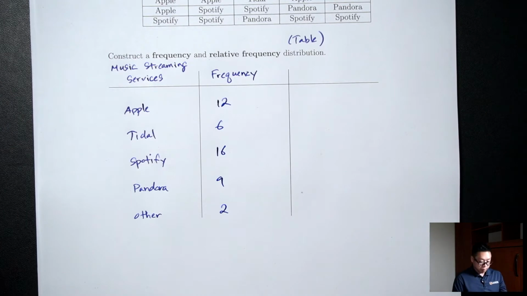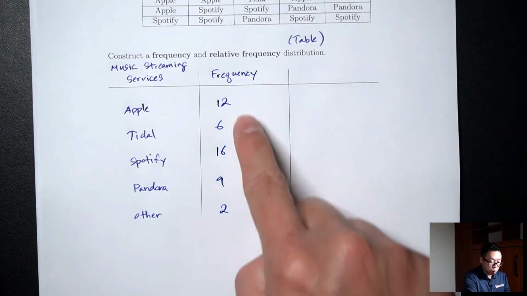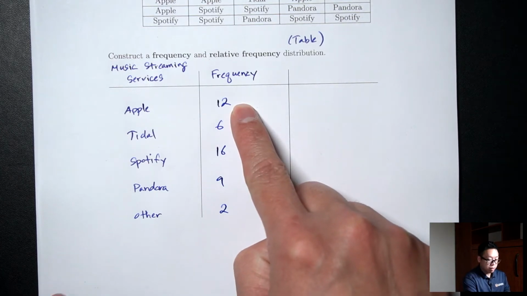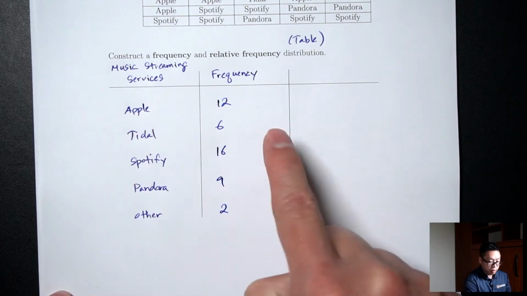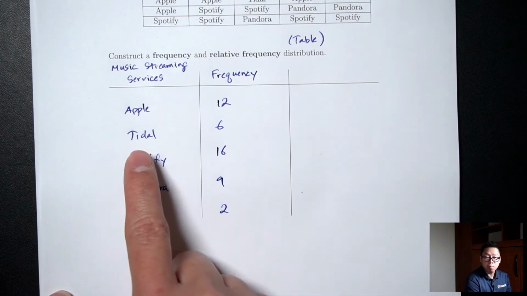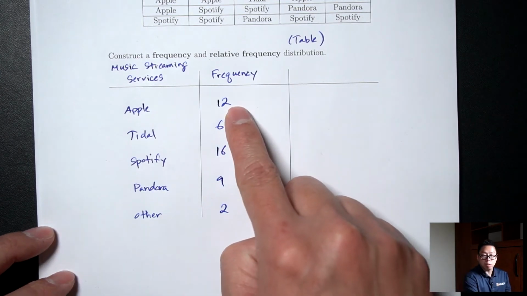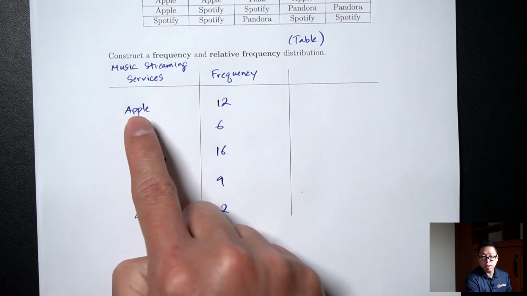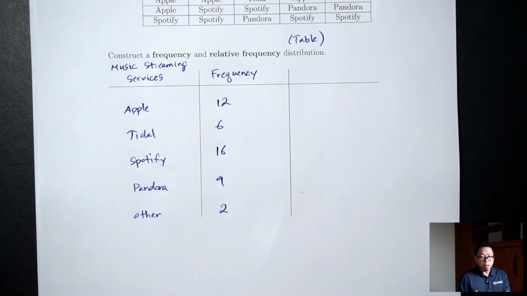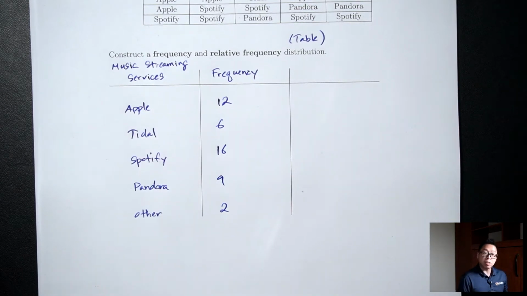And that's the frequency. And the interpretation of the frequency is we're counting how many. So this 12 means that there's 12 people who said Apple was their favorite. There's 6 people who said Tidal was their favorite. Now, the question that we often will ask is what percent is this? So what percent said Apple was their favorite? And that's called a relative frequency.